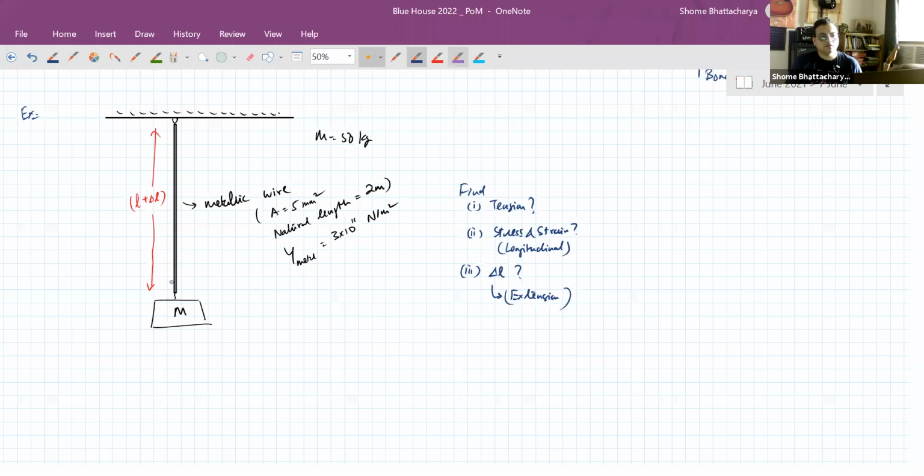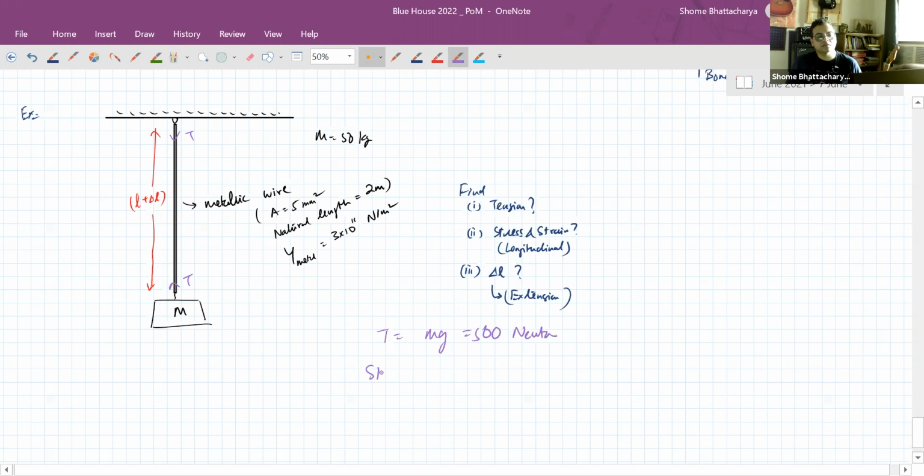Okay, so let's work this out quickly. We can see that the tension is a uniform value of 500 newtons, taking g as 10. So the longitudinal stress is 10 raised to the power 8 newtons per meter square.